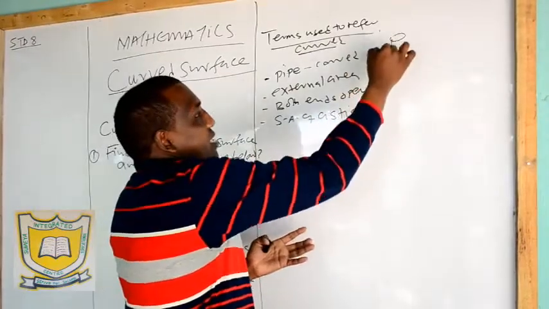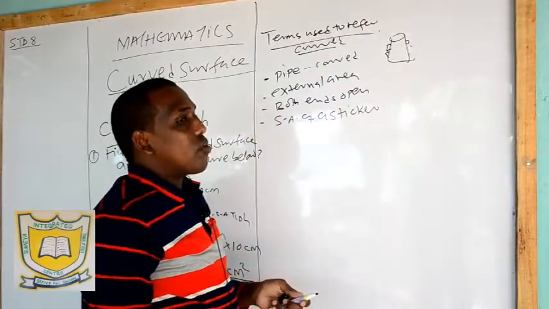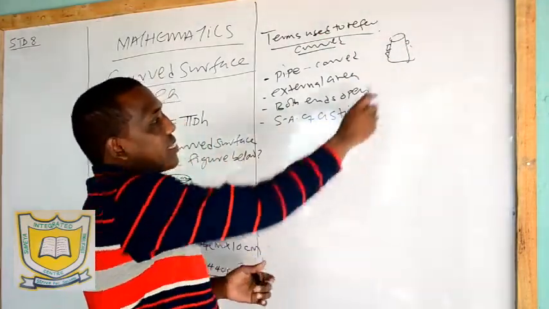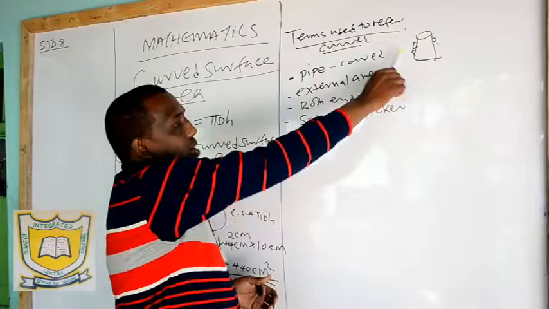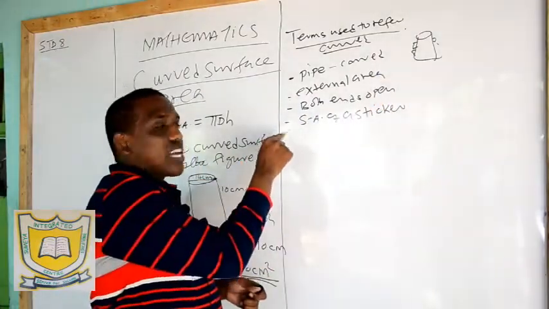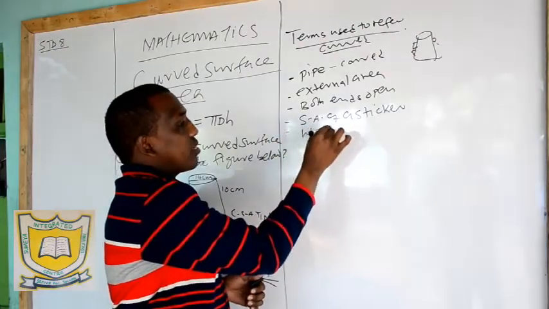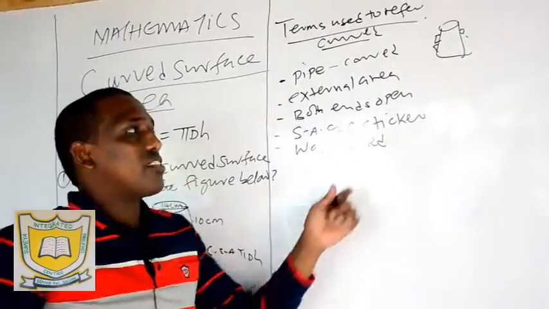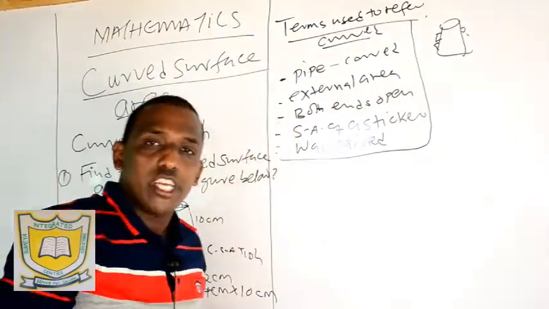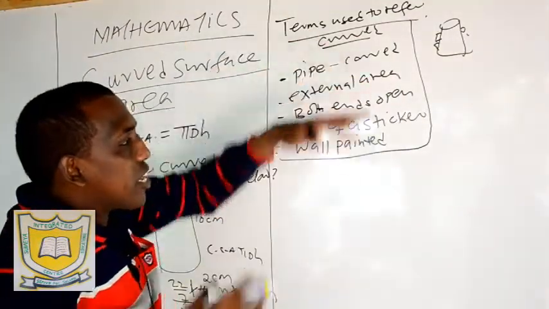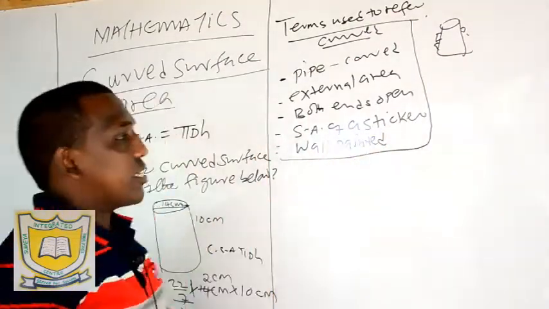Or the container is like this and they use a sticker, or a paper, stuck on the walls. Then they tell you to find the surface area of the sticker or the paper. If you hear that, that is curved surface area. If you are told surface area of walls painted, that's also curved. So when you see these terms in an exam, pipe, external area, both ends open, surface area of a sticker or a paper, and walls painted, the formula is πdh. So you should know that.